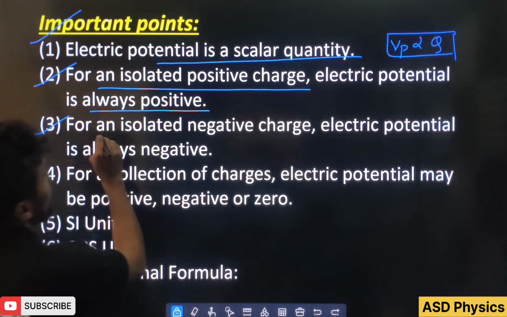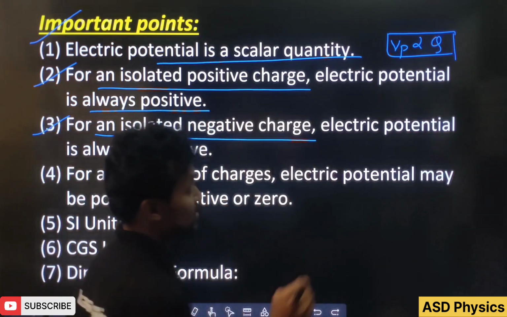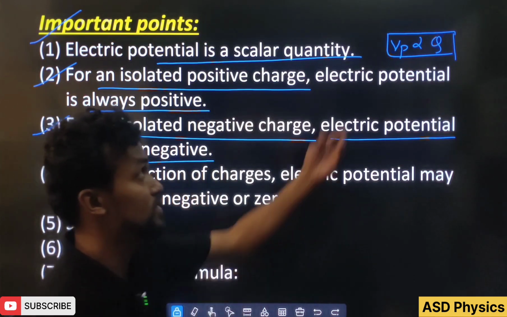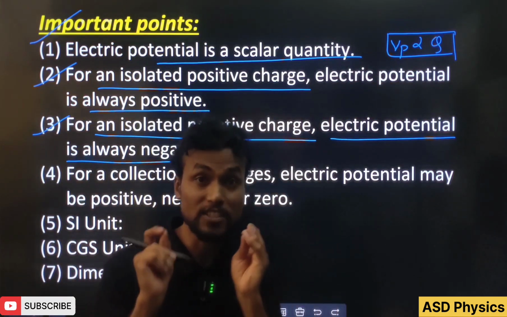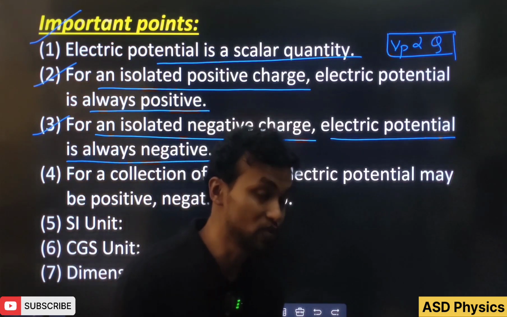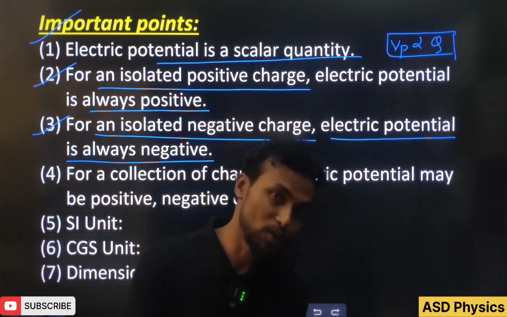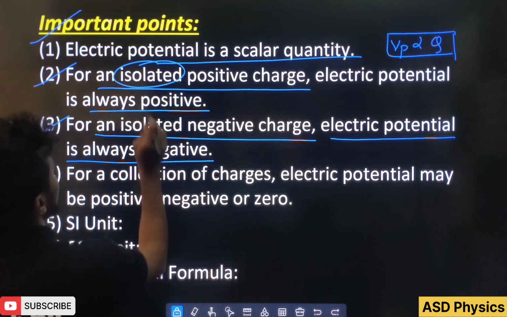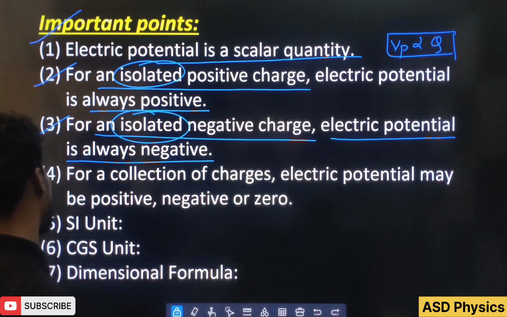Third, for an isolated negative charge, electric potential is always negative. If the charge Q is negative, potential is also negative. That's why I am telling you, potential is a scalar, but that does not mean it is always positive. Depending upon the charge situation, it can be positive and it can be negative. I am talking here about an isolated, single charge.